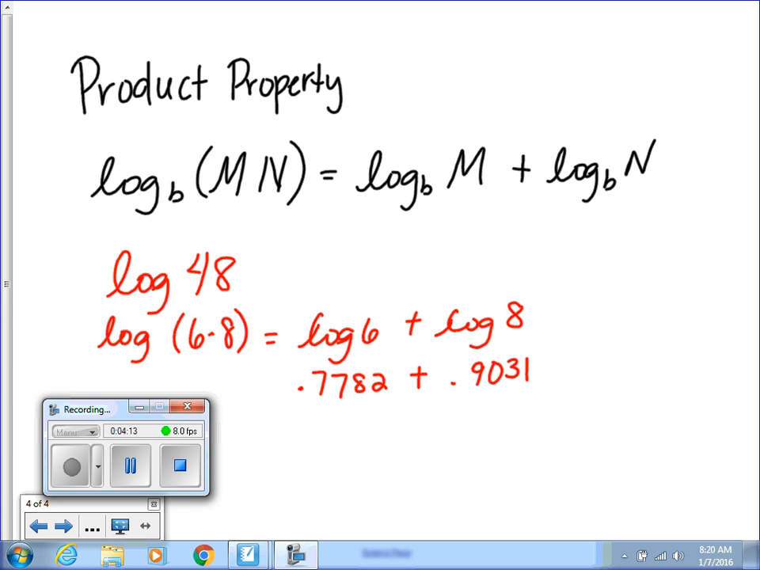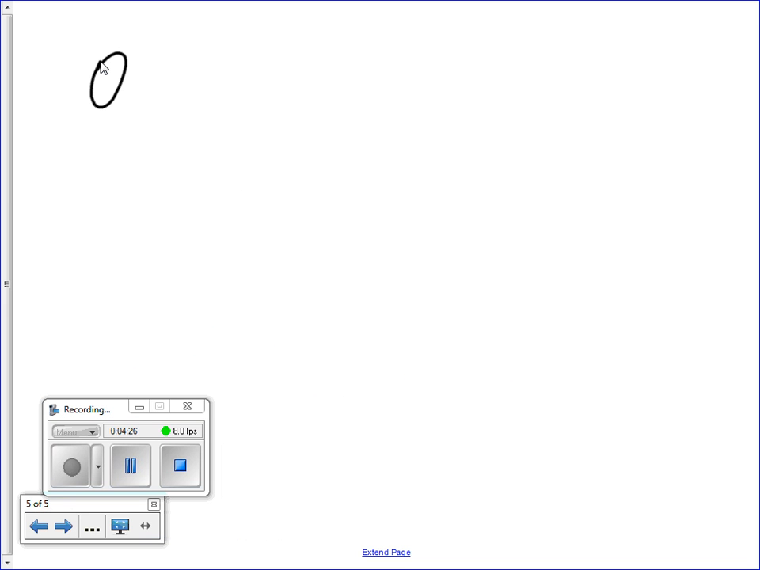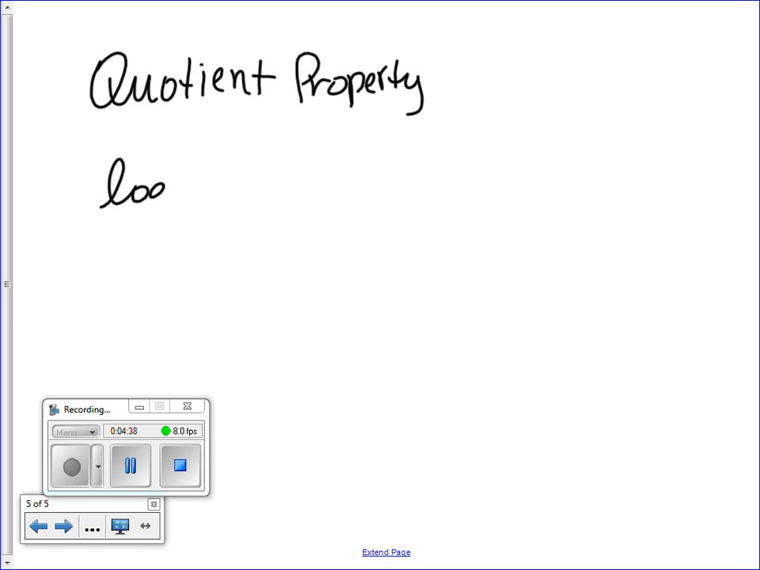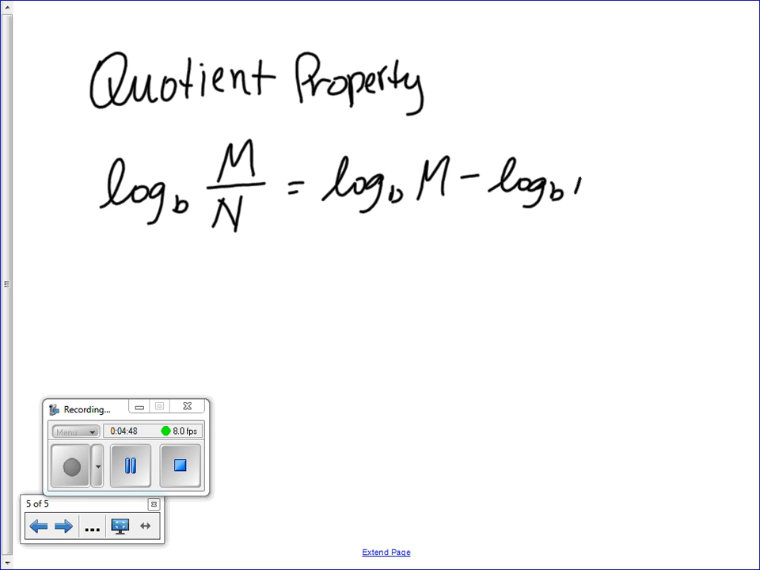Pop quiz. Guess what the quotient property uses? Subtraction. Dang it. Well, the quotient is division, so we expand it into some subtraction. So the quotient property says, quotient property, we use an M and N. You have log base b of m over n. That would be like log base b of m minus log base b of n.